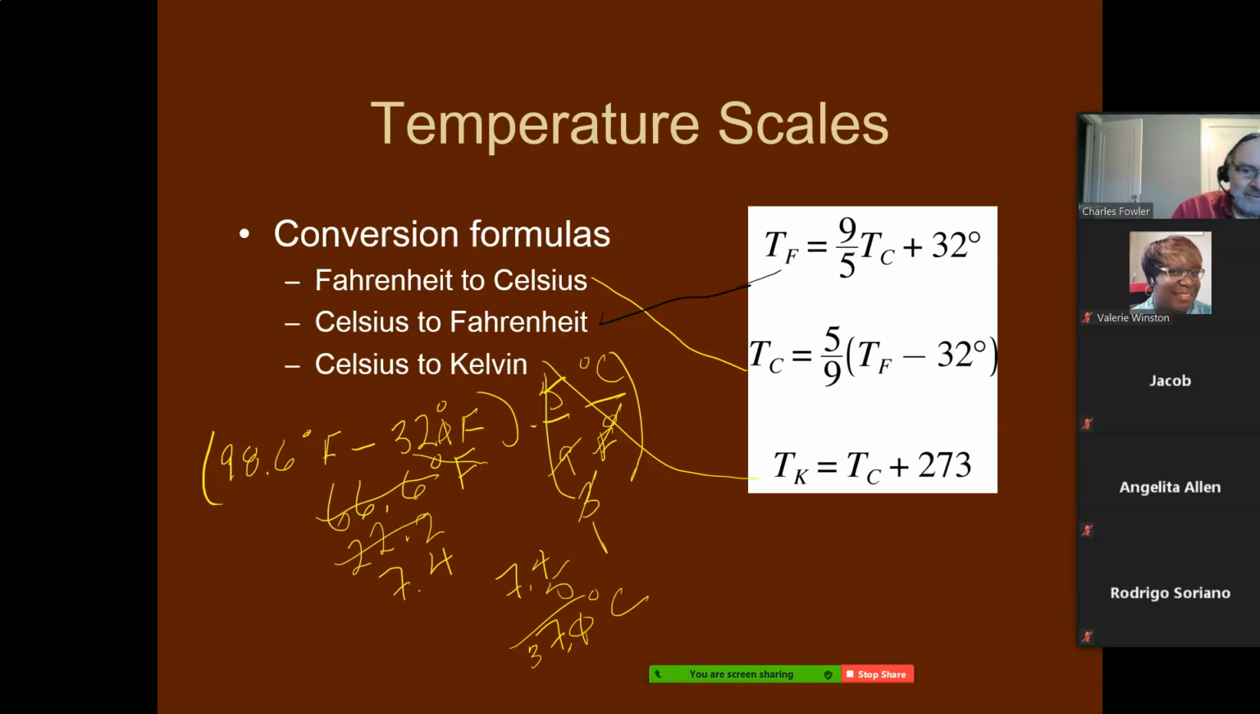So that's what they've got in the book, 37.0. Well, they just round it to 37 degrees Celsius. Okay.